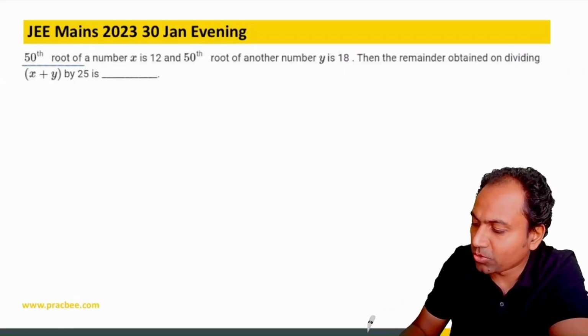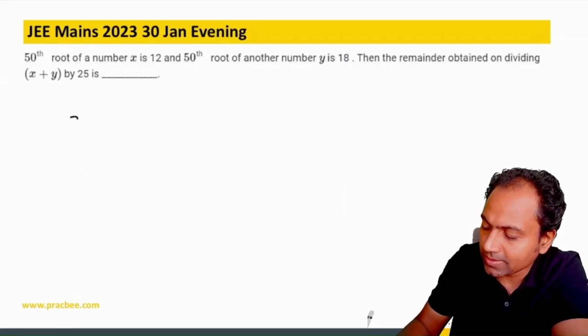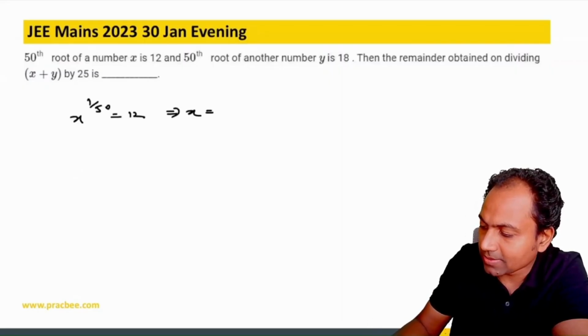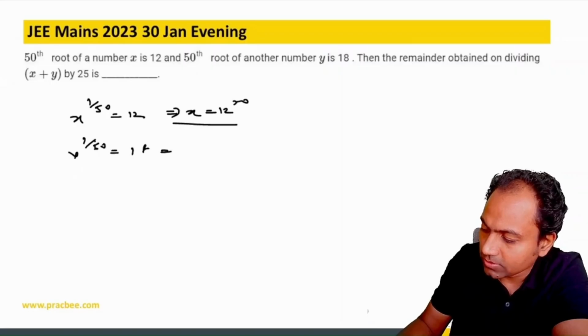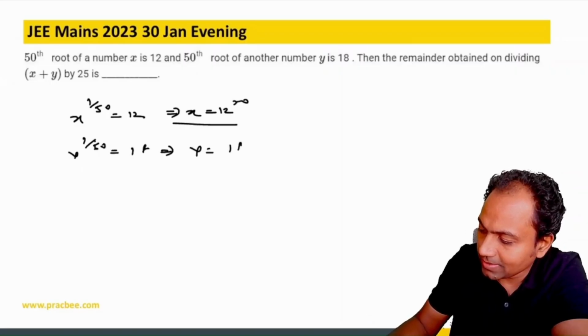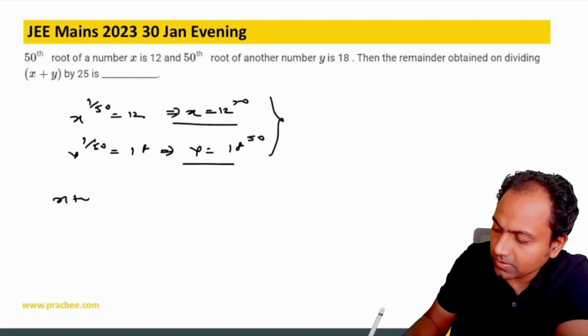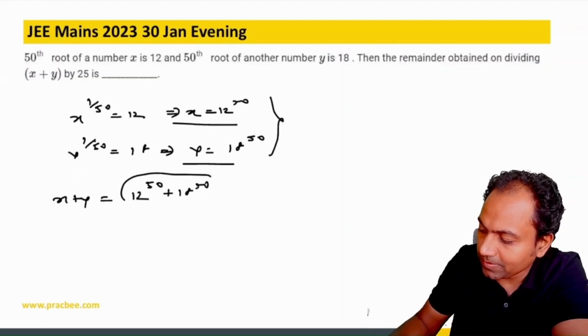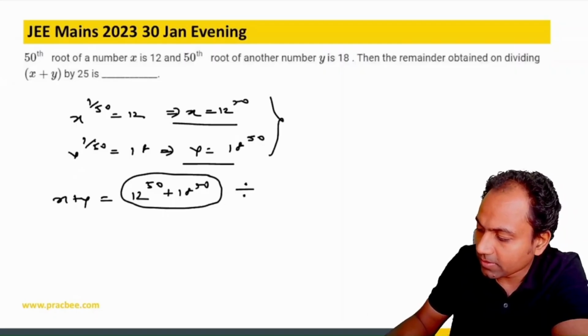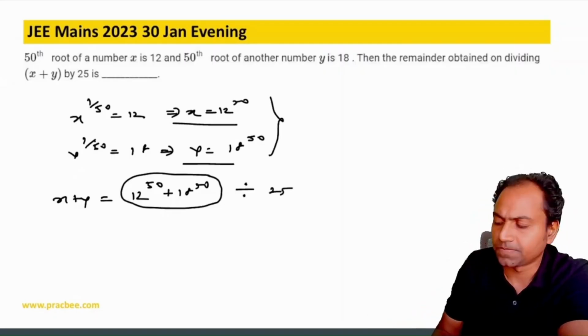Now if I look into another question that was asked in 23, what they are writing is the 50th root of x is 12. So x raised to the power 1 by 50 is equal to 12. That would imply x is nothing but 12 raised to the power 50. And the 50th root of y is nothing but 18. So that would imply y is nothing but 18 raised to the power 50. What they're asking next is if I write x plus y, it would be nothing but 12 raised to the power 50 plus 18 raised to the power 50. So what will be the remainder if this is divided by 25? That is what the question is.